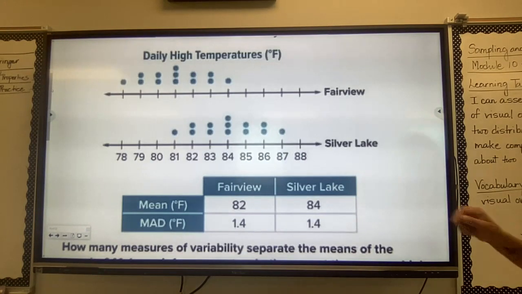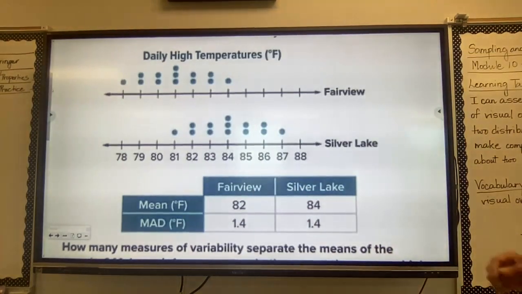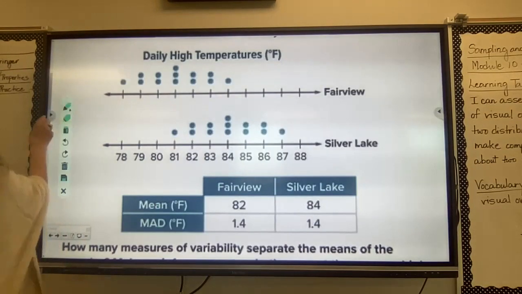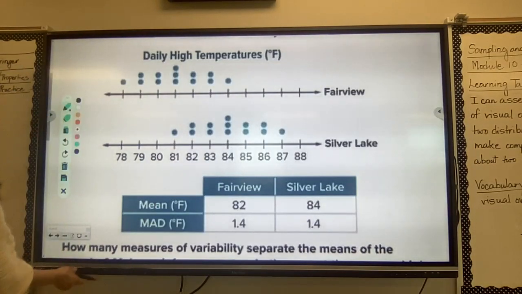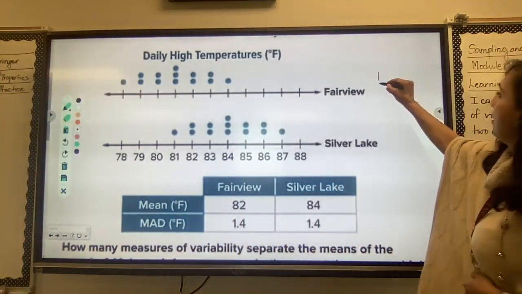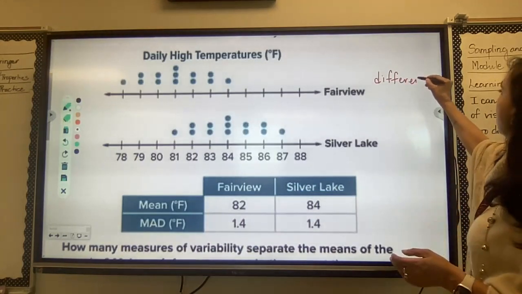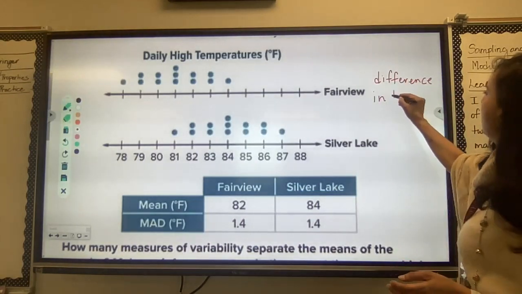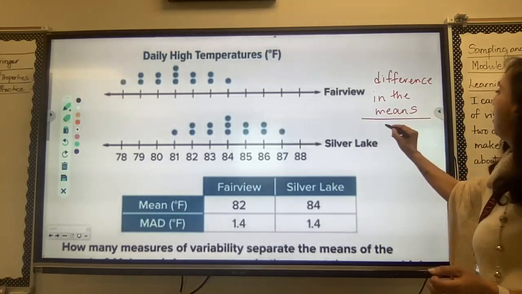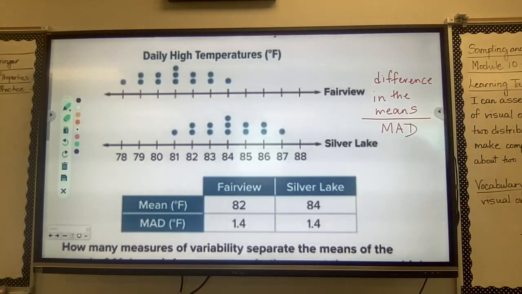So what am I going to get? I'm going to get 84 minus 82. So I'm going to look at the difference in the means. Again, my ratio has to be the difference in the means over the mean absolute deviation. So that is the ratio that I need to follow.